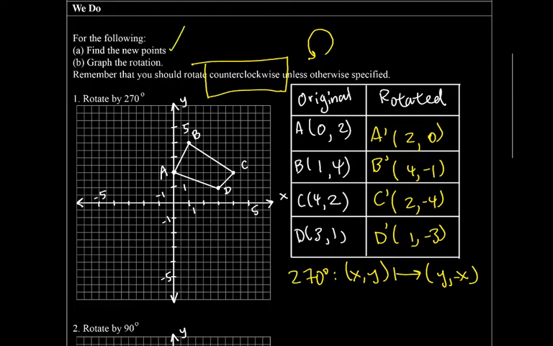Now let's graph it. So 2, 0, 4, negative 1, 2, negative 4, 1, negative 3. So A prime, B prime, C prime, and D prime. And there we have it. All right, next one. If you need this, pause, copy, move on.